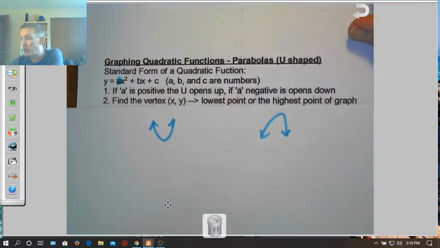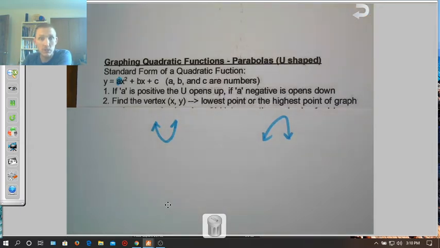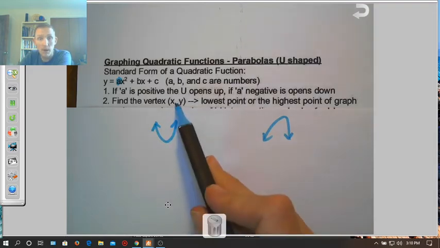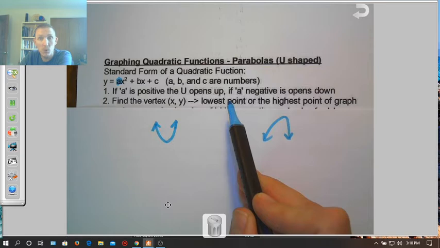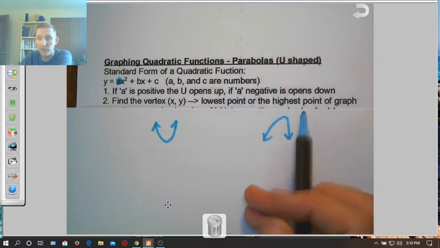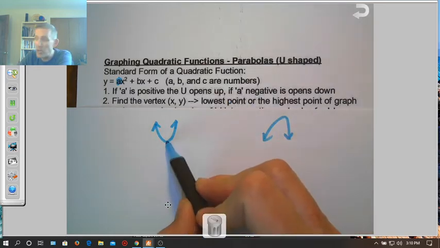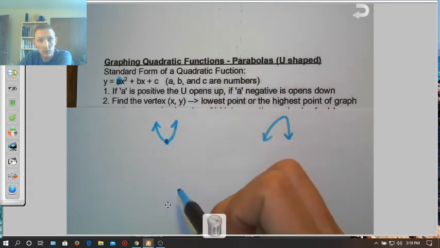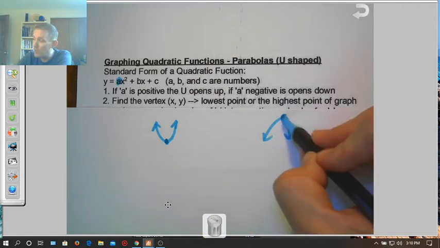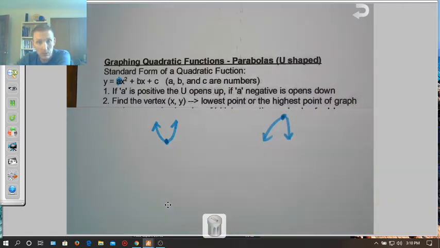The first point that we need to find is the vertex. The vertex is going to be an ordered pair, x comma y, and it's either going to be the lowest point or the highest point of the graph. Now if the parabola opens up, the vertex is going to be the lowest point. If the parabola opens down, then the vertex is going to be the highest point. So it all depends on what the parabola is going to do.